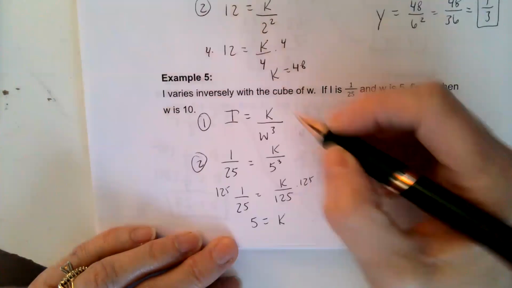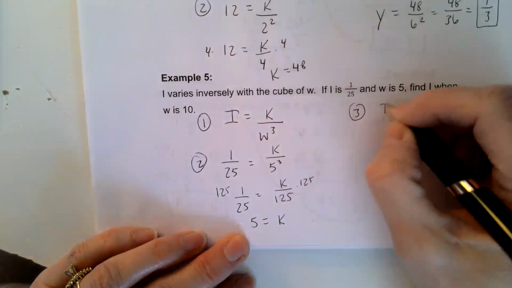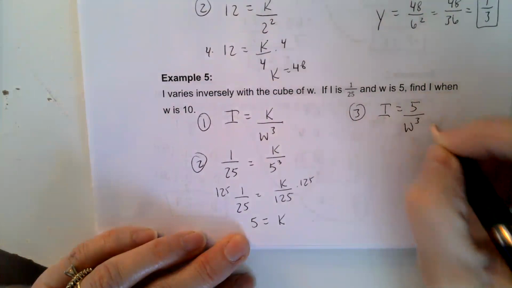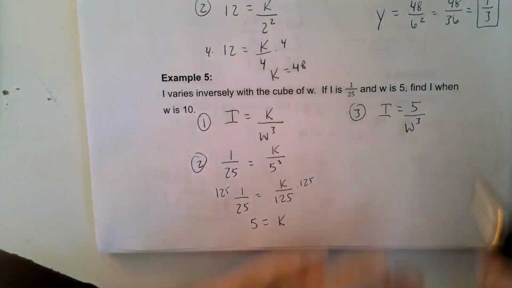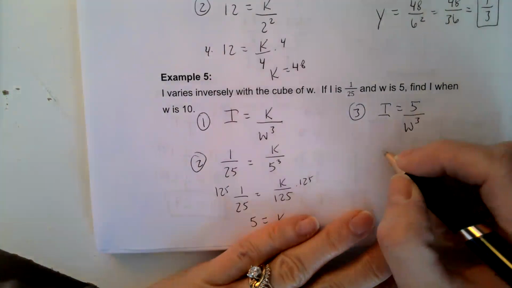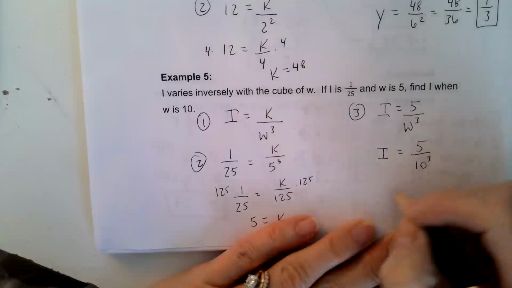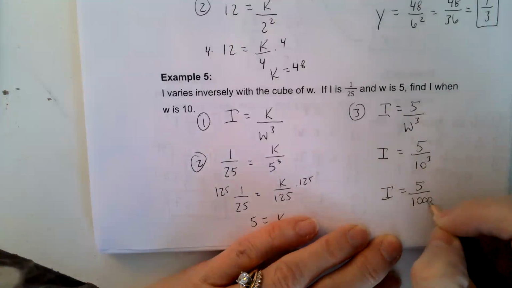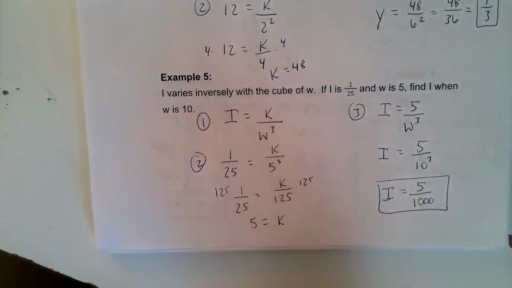So there's my base equation. I solved for K. Now my equation with K in it. Okay. So find I when W is 10. I is 5/10 cubed. So I is equal to 5/1000, or 1/200.